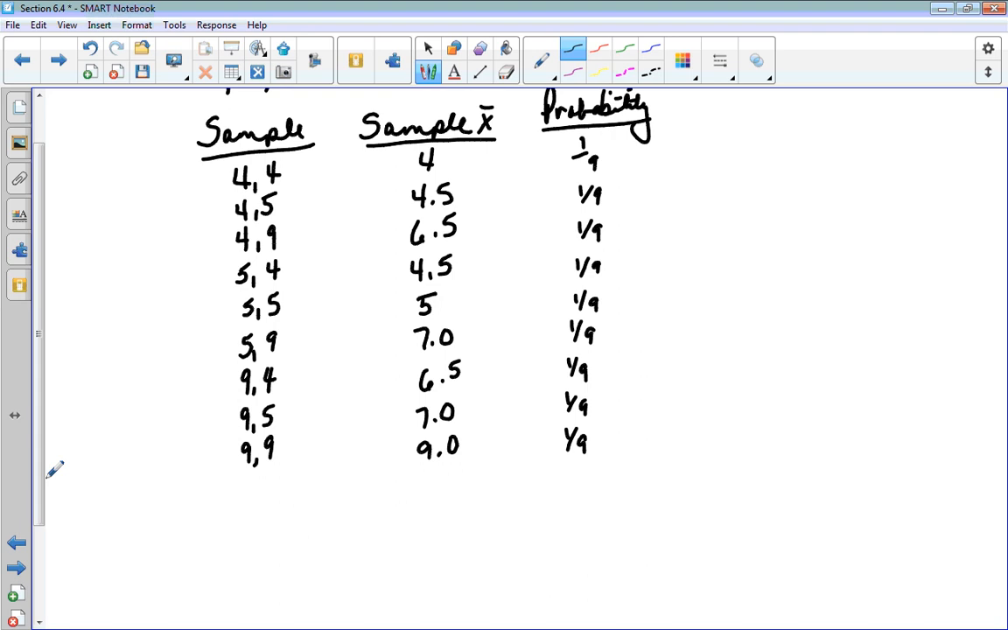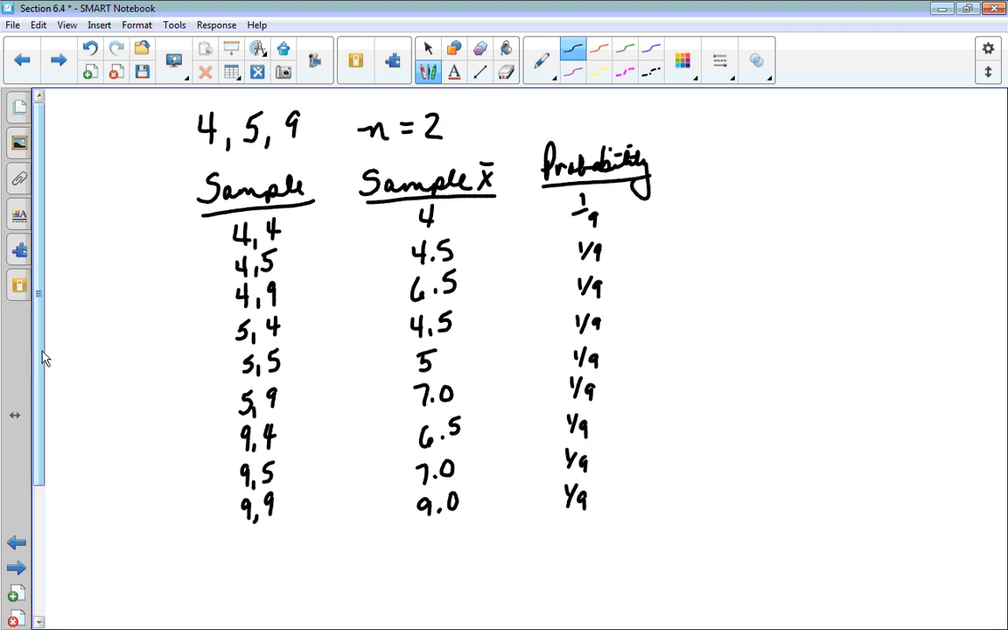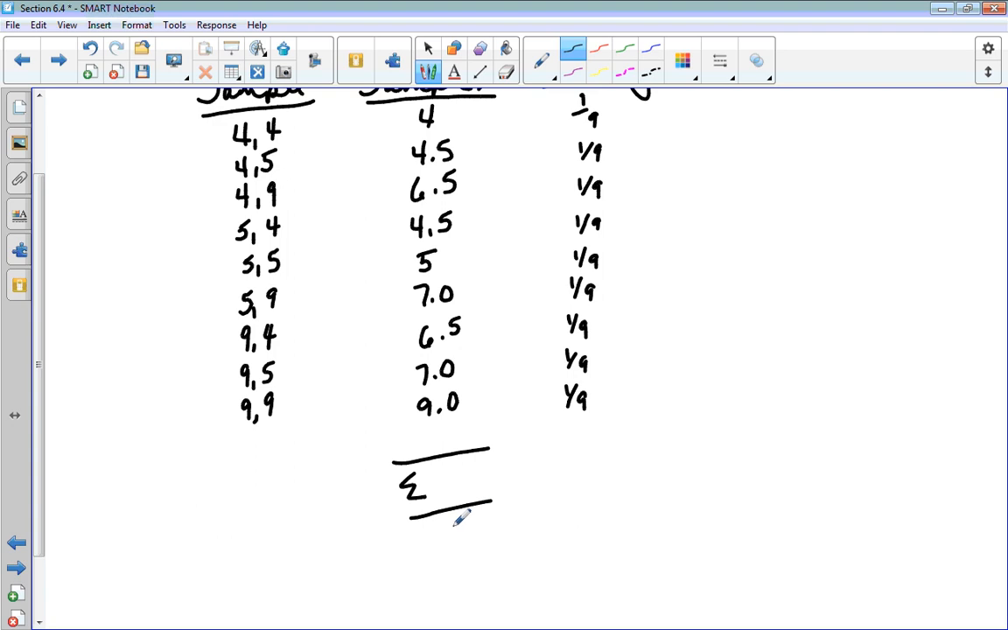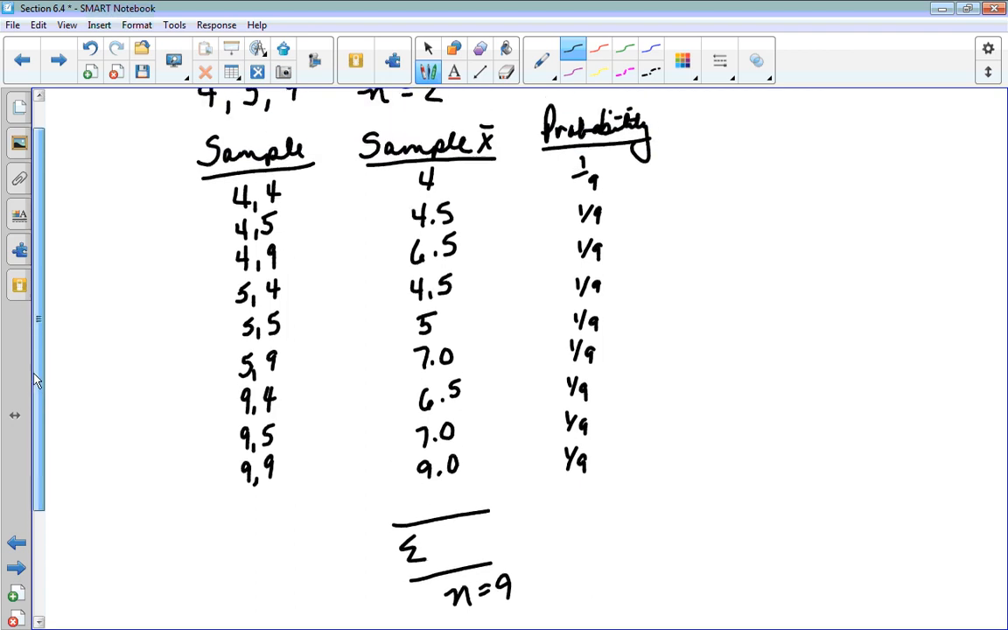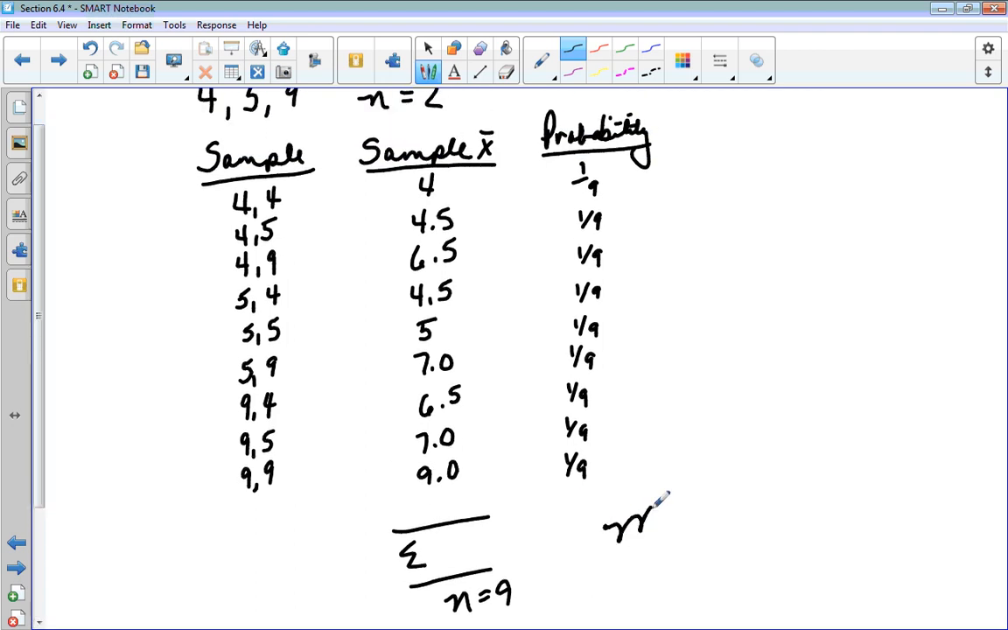So when I now look at this, I want a mean of the sample means. That means I would add all these numbers and then divide by n, which of course is 9. And that would give me my mean of the sample means. Of course, it means the average of all those samples averages.